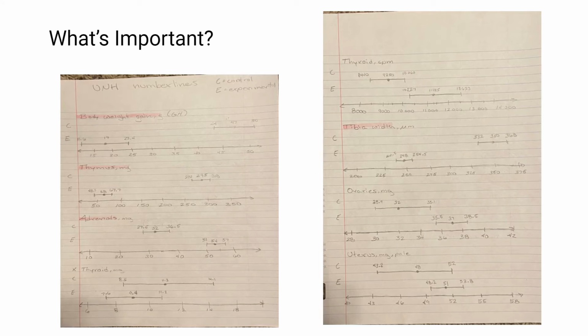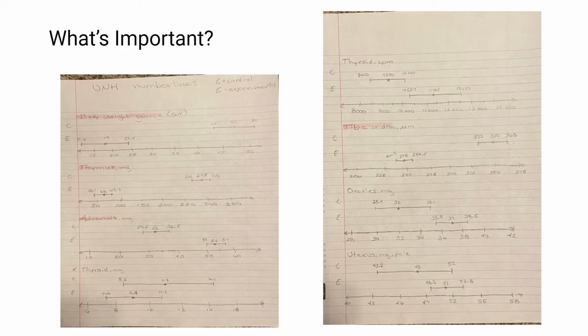Taking a look at our data, we see that the total body weight gained by the rats was much less than the control, so weight gained is significantly different. Next, we see the weight of the thymus was also much lower, making it significantly different. The adrenals were also significantly different, seeing as their weight increased compared to the control.